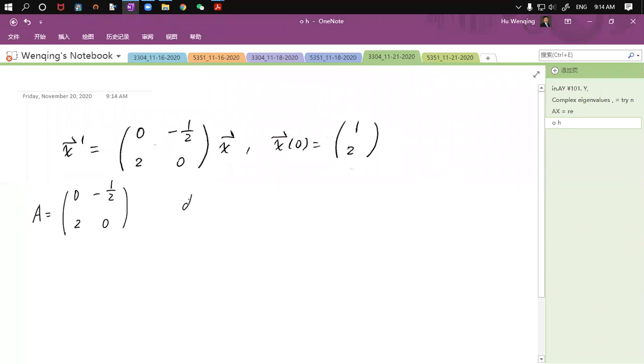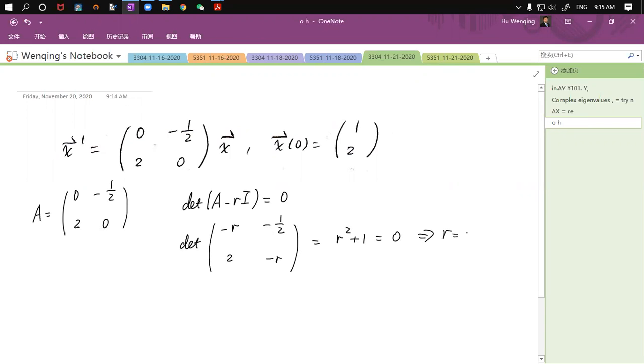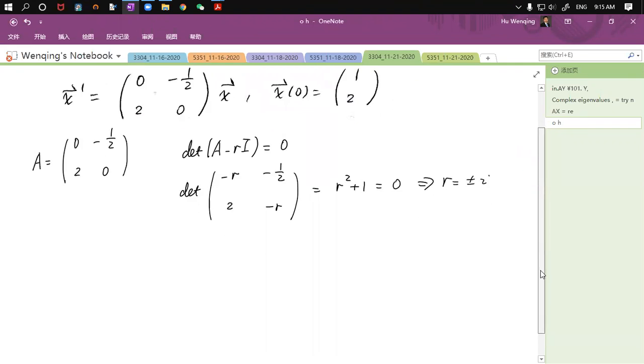You look for the determinant of A minus R I equal to 0, and you look for R. That is the determinant of minus R, minus 1/2, 2, and minus R. That gives R squared plus 1 equal to 0, which means R is equal to plus minus I. Is that good, family?